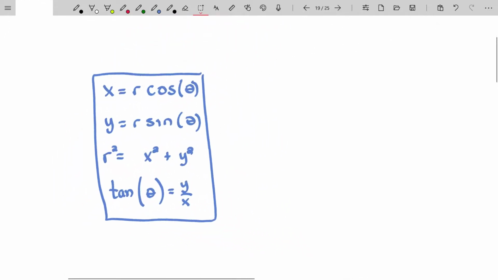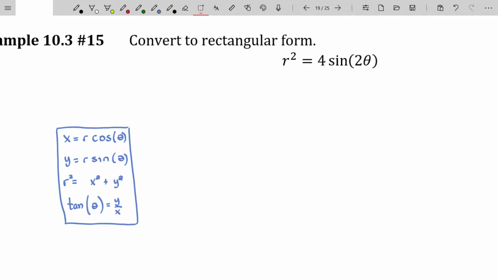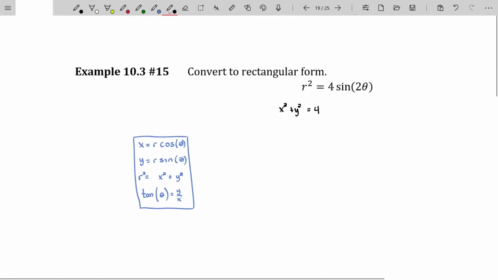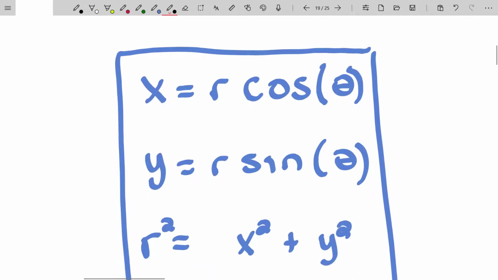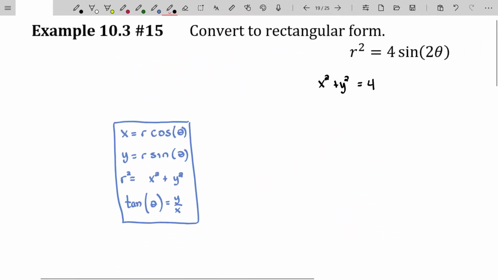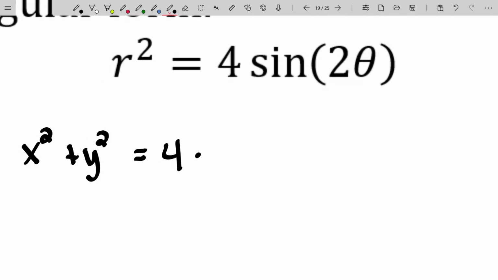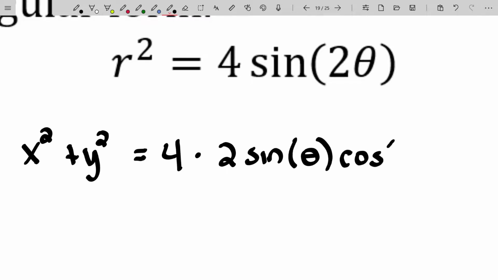So I know that r squared can be traded out for an x squared plus y squared. So I'm slowly going to convert. This r squared is an x squared plus y squared is equal to 4. Now, sine of 2 theta. I don't have a sine of 2 theta here. I have a sine of theta. So what I need to do is use an identity to trade that out. So I'm going to trade out the sine of the double angle for 2 times the sine of theta times the cosine of theta. Nobody told me to. I'm doing it because I have to.